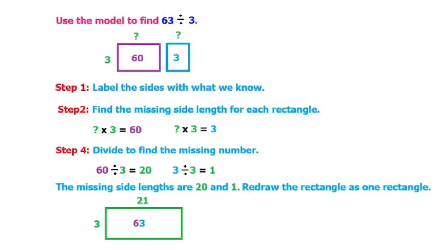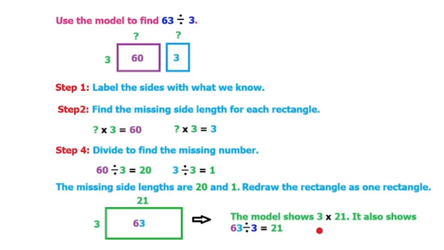So the final thing we have to do is show that the model shows us 3 times 21, but it also shows 63 divided by 3 equals 21. So when we take this and divide it by this, we get the answer of 21, which is the side length for this rectangle.